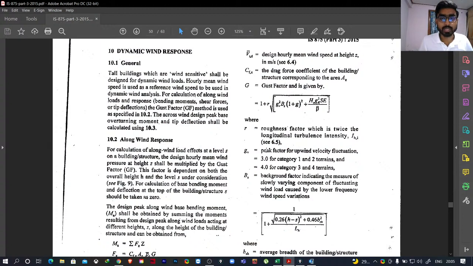After that, GV square, what is GV? It is the peak factor of upwind velocity fluctuation. Okay, now what this upwind velocity fluctuation is? I will explain in a different session, not here. So you can just see the values, how we can get this. It is 3.0 for category 1 and 2 terrains. It's depending on the terrain category. So as we have considered terrain category 3, depending on this, we need to find out this one. If it is terrain category 3 and 4, the upwind velocity fluctuation, GV will be 2. Okay.